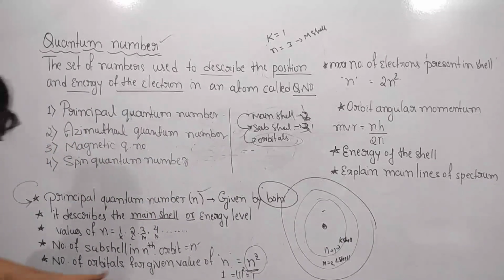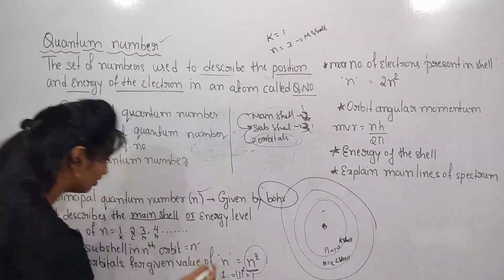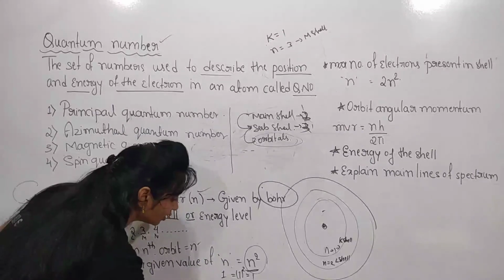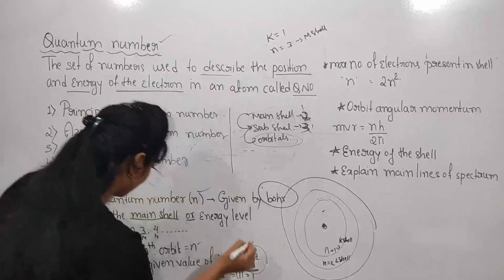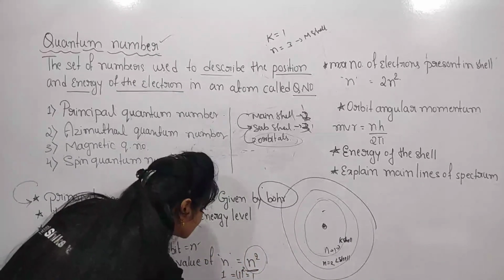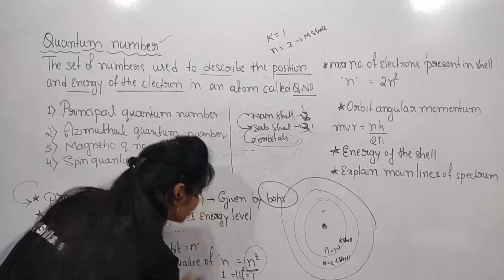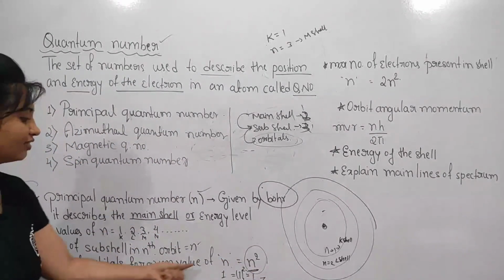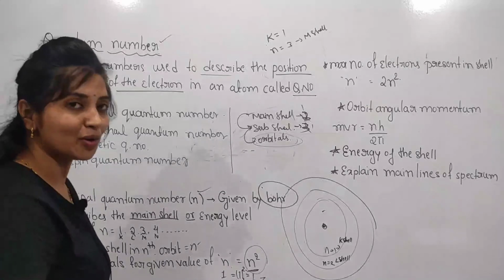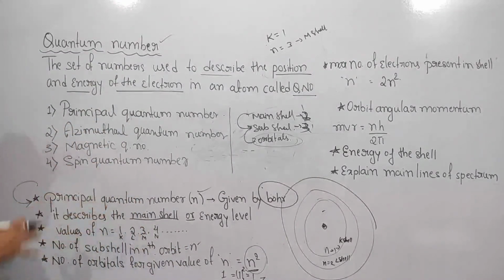If our n value is 2, then what is the number of orbitals here? 2 square is equal to 4. 4 is the number of orbitals for the given value of n here. I hope you are clear on the points one by one.